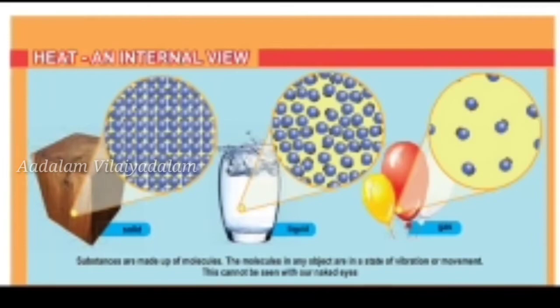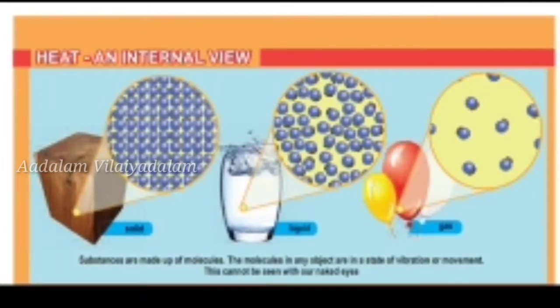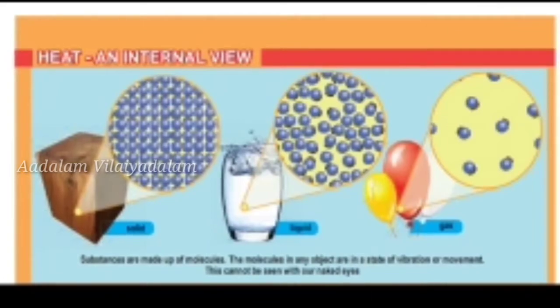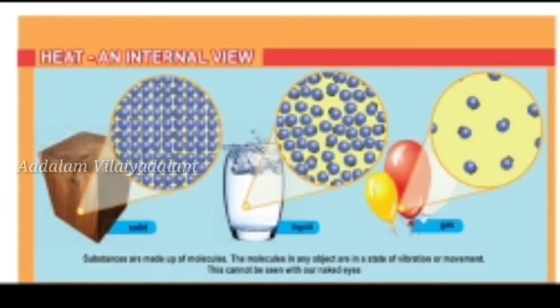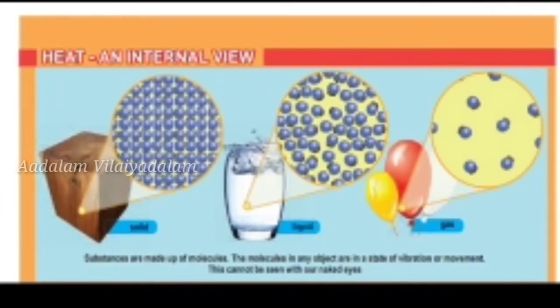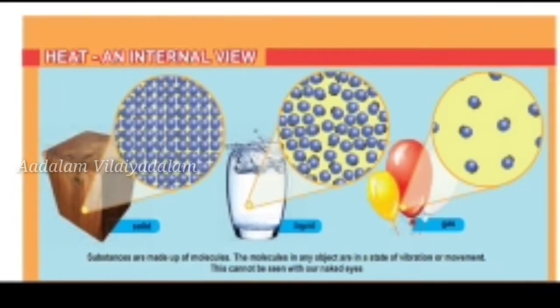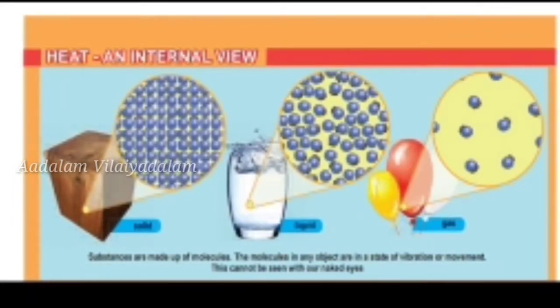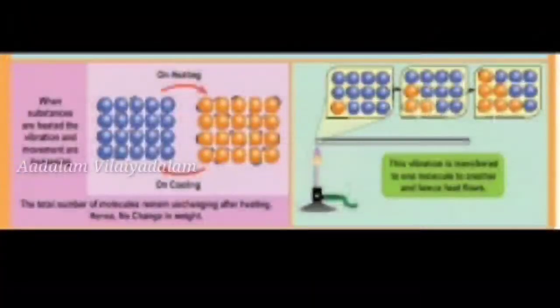Substances are made up of molecules. Molecules in any object are in a state of vibration or movement. This cannot be seen with our naked eyes. This movement we can't see. The first state is solid, the second is liquid, and the third is gas.